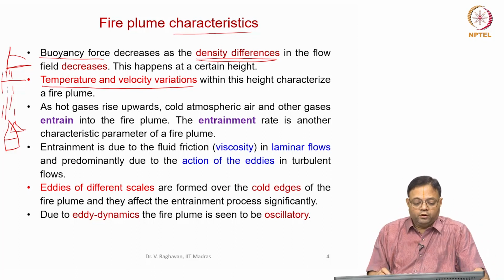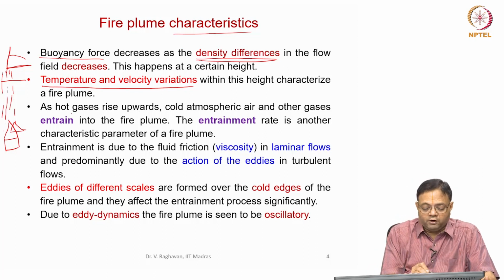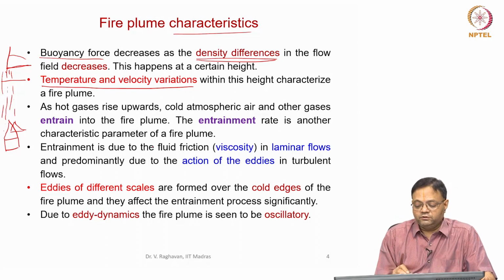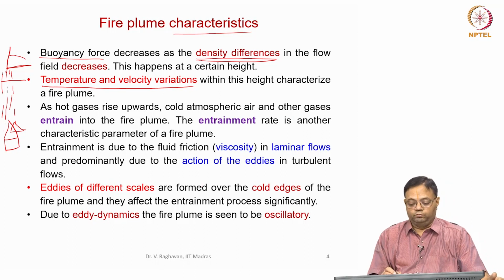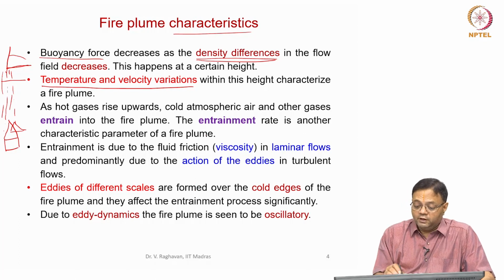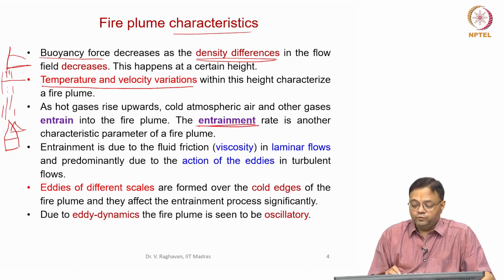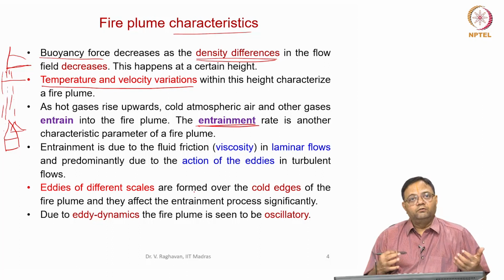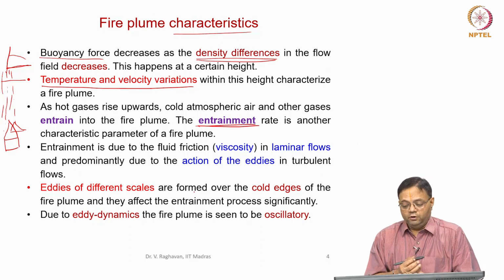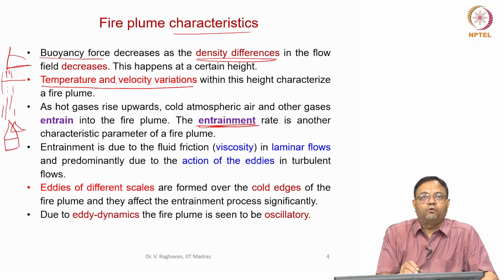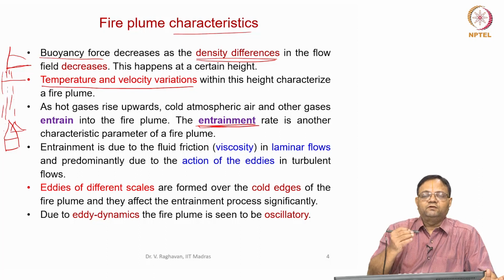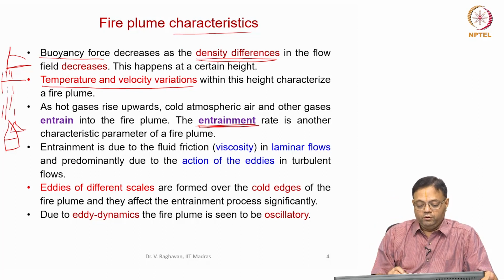Now, as the hot gases rise upwards, the cold atmospheric air and the other gases entrain into the fire plume. This entrainment rate is the future topic. So, first what we want to analyze is the temperature and velocity variations as a function of height in a fire plume.